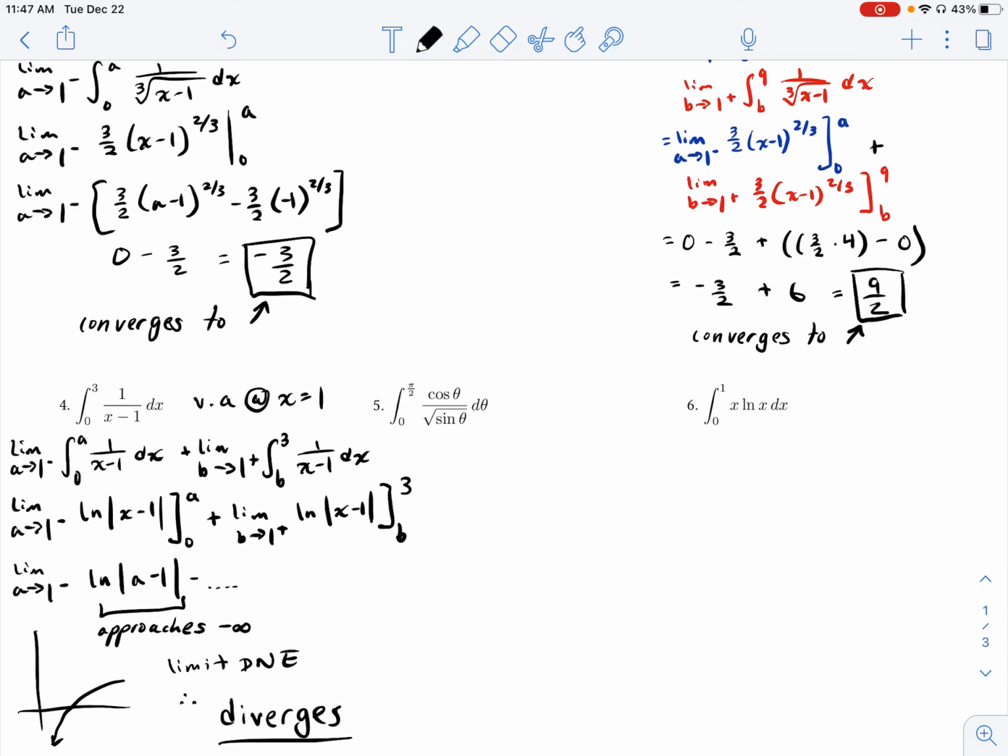And in our next video, we will go through the last type of improper integral when we are trying to integrate specifically from negative infinity to positive infinity.